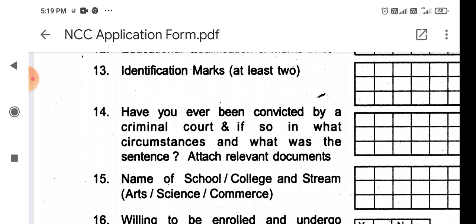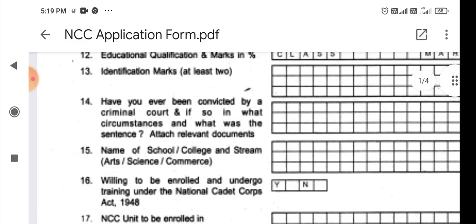Because according to the NCC Act and Rules 1948, if a cadet aspirant has any serious criminal background, then the application will be summarily rejected. That's why this point is there. Then the next one is the name of the school, college, and stream.